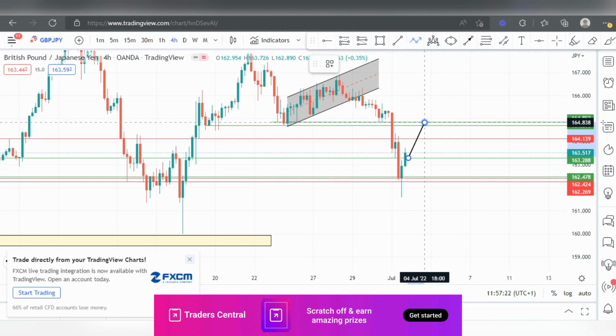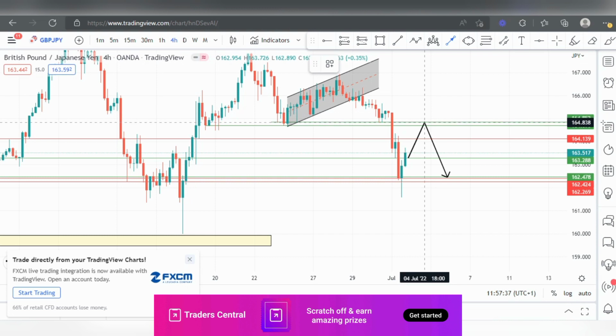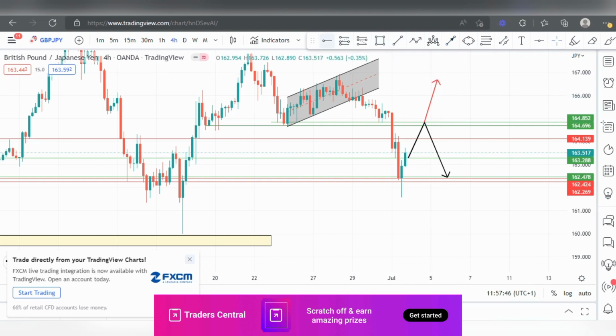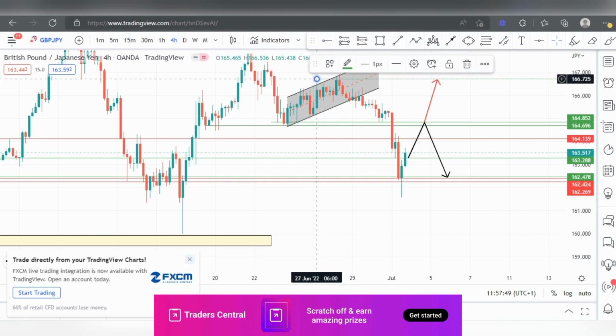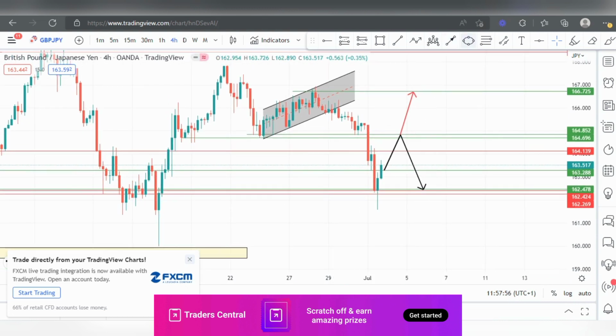So if price rejects this area here, then we'll be looking for a sell trade around that 164.8 area all the way to the downside. And if price doesn't reject but continues and breaks that resistance area around the 164.8 area, then we'll be expecting to take our buy trade all the way to the 166.7 area, just around there, right? So this is where we'll be looking to take our profit if price does break this resistance area. So again, this area here now becomes key for us.